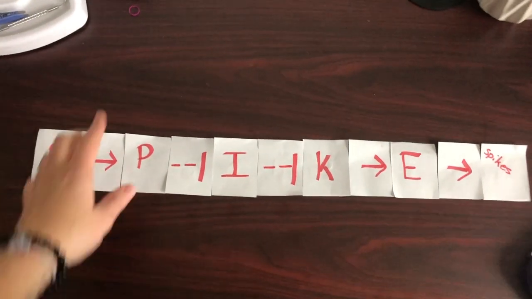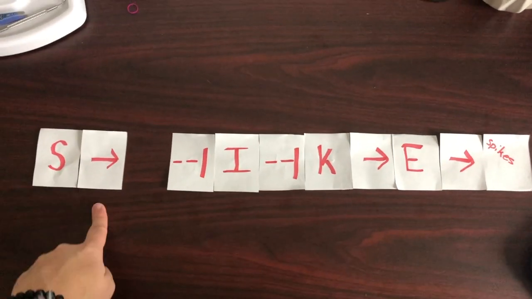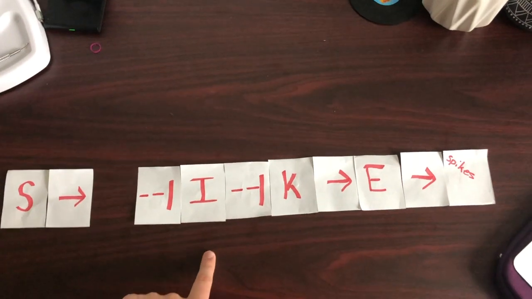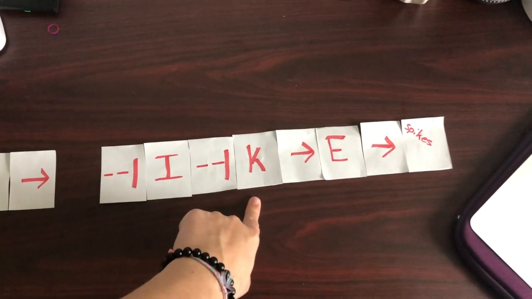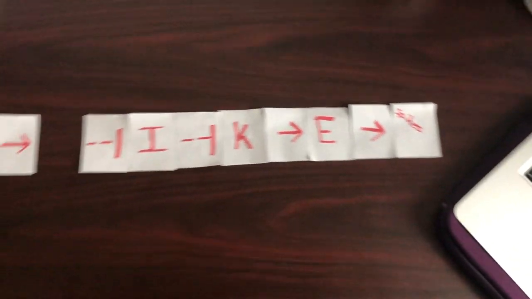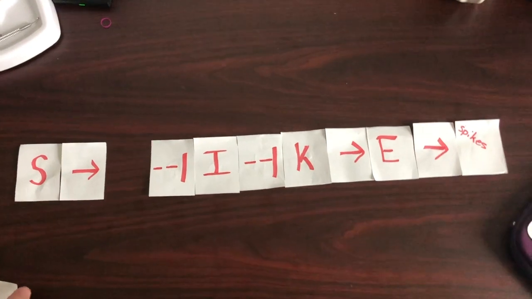Now, if we were to take P out, then S could not produce P, which means P could not inhibit I, which means I would inhibit K, which means K could not produce E, and spikes could not be produced. So with the removal of the P gene, spikes could not be produced.